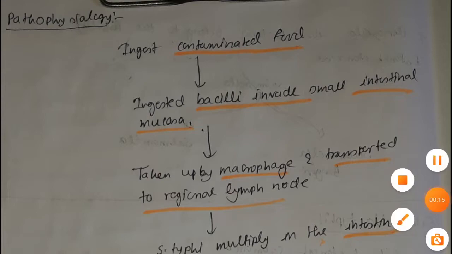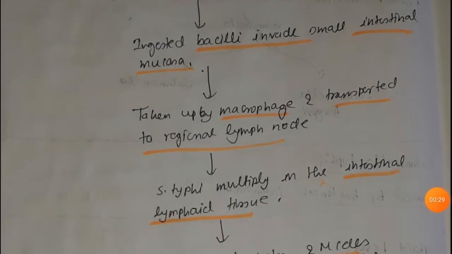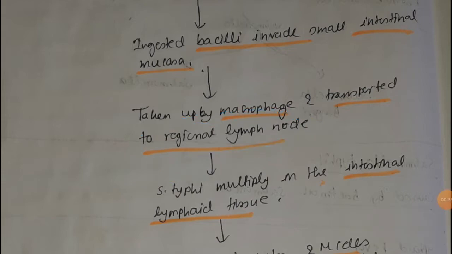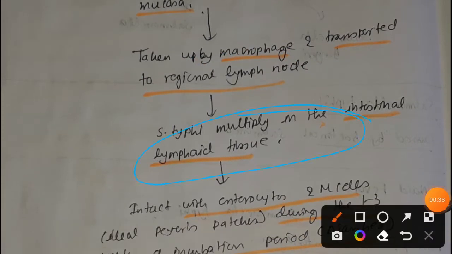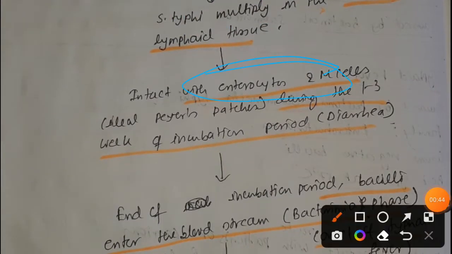Now along with that contaminated food, the ingested bacilli enter the body and invade the small intestinal mucosa. Then they are taken up by macrophages and transferred to the regional lymph node. Inside that lymphoid tissue, Salmonella typhi multiplies. Then they remain intact with enterocytes and M cells, which are our ileal Peyer's patches, an important part of immunology, during the first to third week of the incubation period. And during that time, symptoms like diarrhea appear.